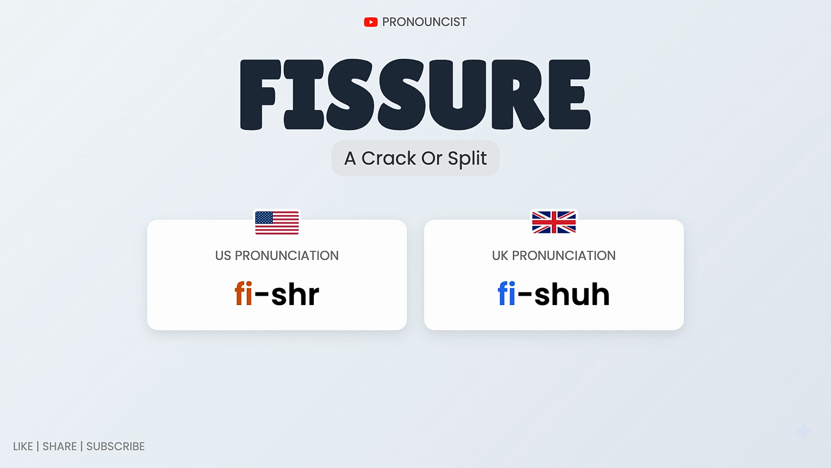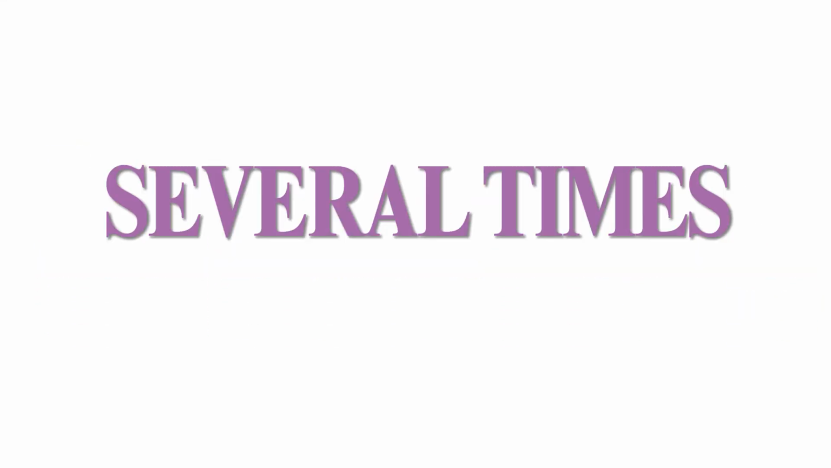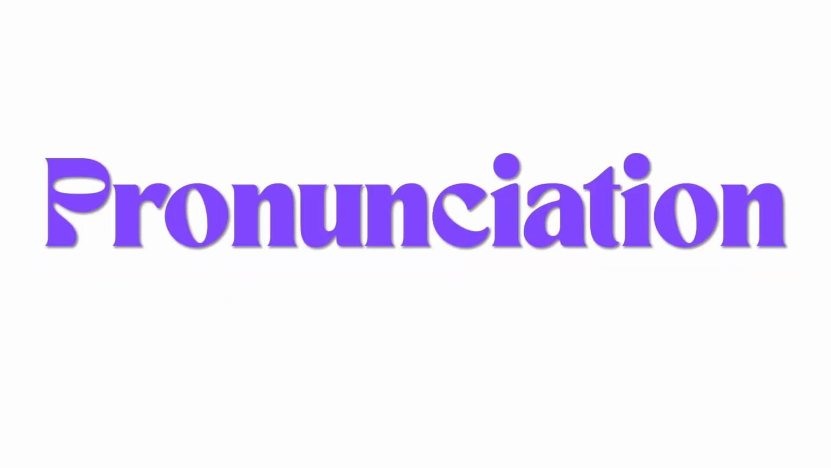U.S. fissure drops the last sound, UK keeps it. Practice repeatedly and you'll soon be able to say this word perfectly. The best way to practice is to repeat the syllable multiple times. The meaning of the word is a crack or split. Try repeating this word several times to improve your pronunciation.